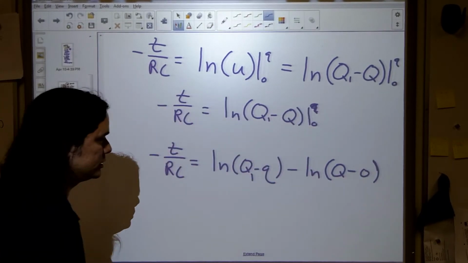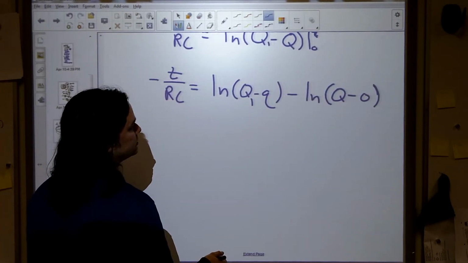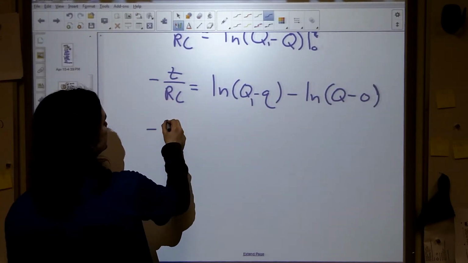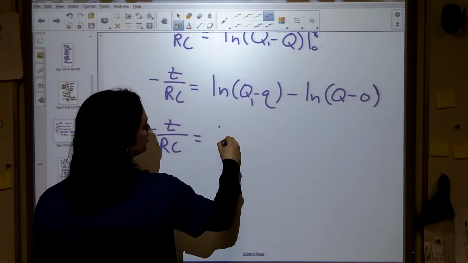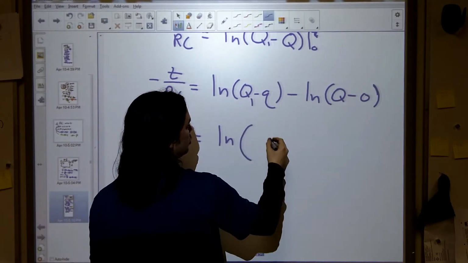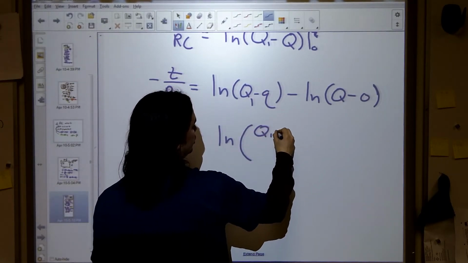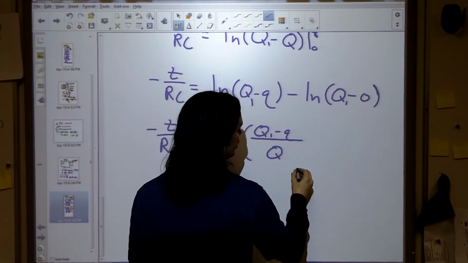I've been thinking about doing this with the non-limit of integration approach, which we will take a look at when we get a chance. All right, so this can also be written as negative t over rc equals the natural log of, and here's where we're going to incorporate some rules of natural logs. q1 minus little q over, sorry, that should be q1.